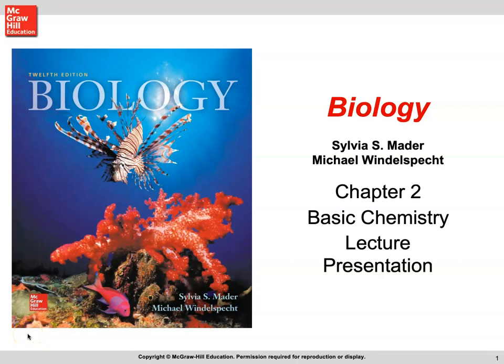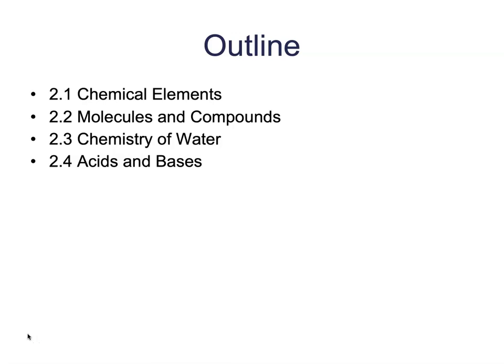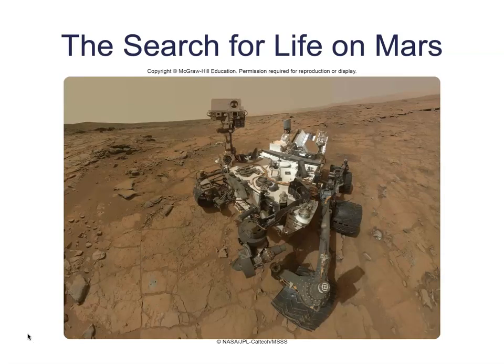Right, here we go with Chapter 2. Chapter 2 is going to cover our basic chemistry. In this chapter, we're going to cover the chemical elements, molecules and compounds, chemistry of water, and acids and bases. But we're going to start off by talking about the search for life on Mars.